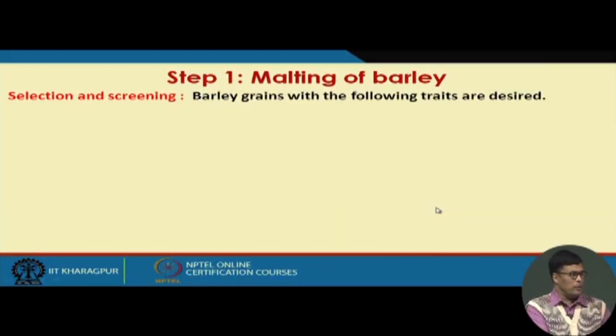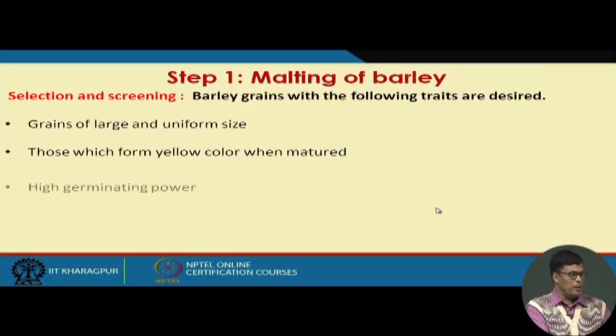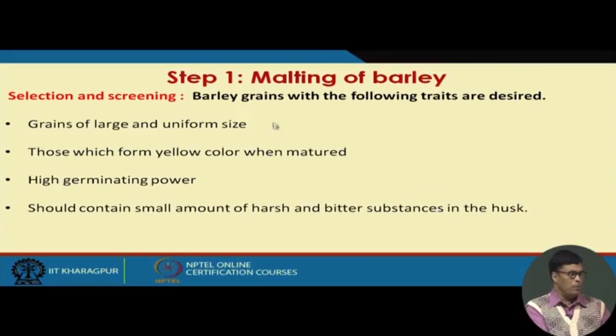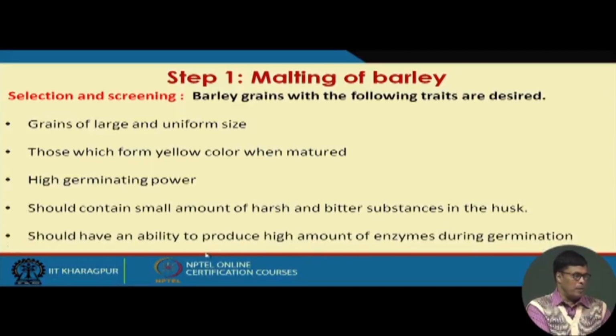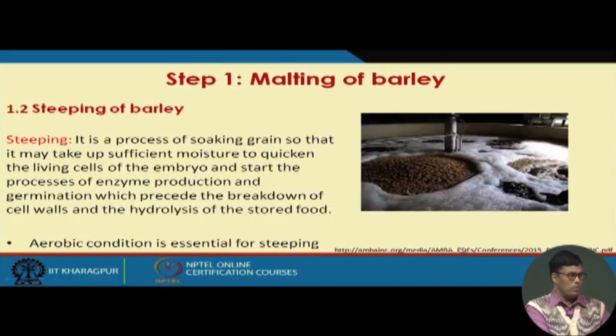Now, selection of barley grains: the grains should be large and of uniform size. This is very important. Those which have yellow color, are matured and have high germination power should contain a small amount of harsh and bitter substances in the husk, and should have the ability to produce a high amount of enzyme during the germination process.